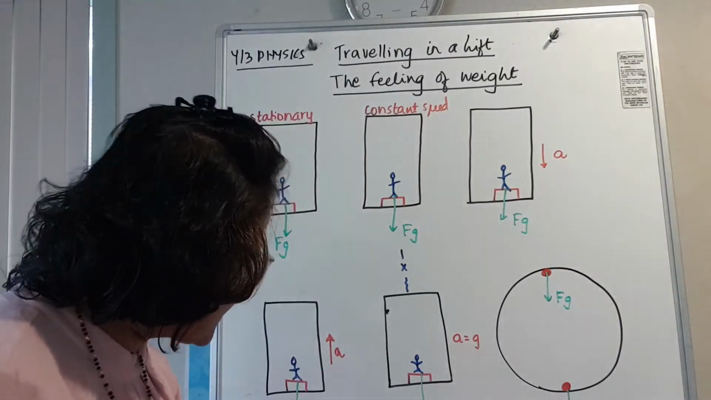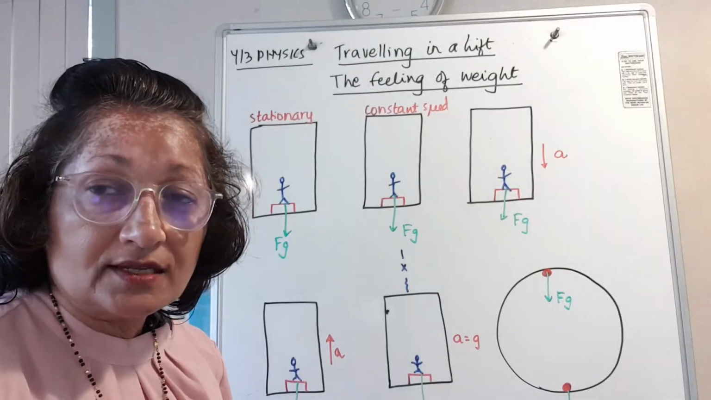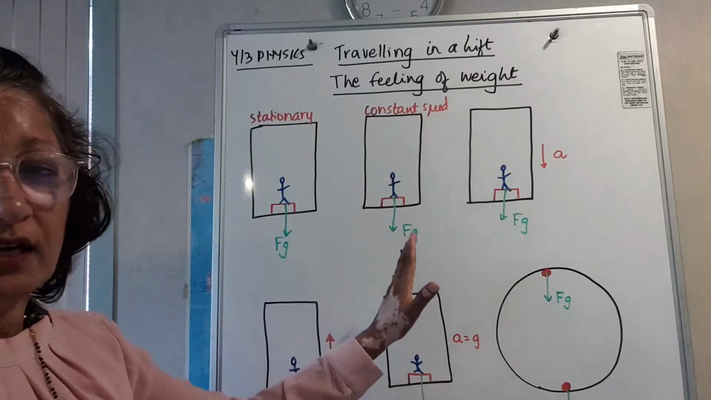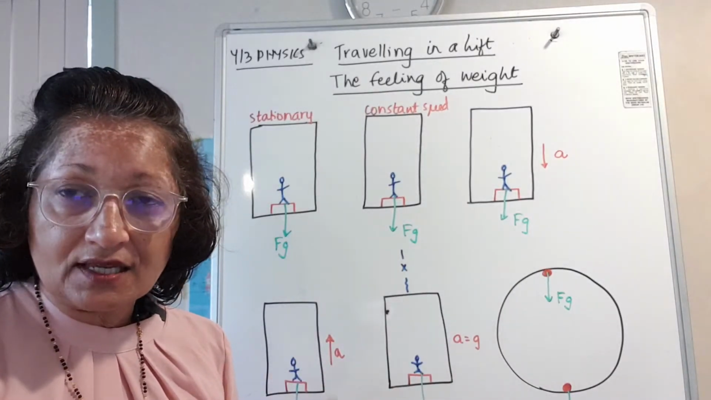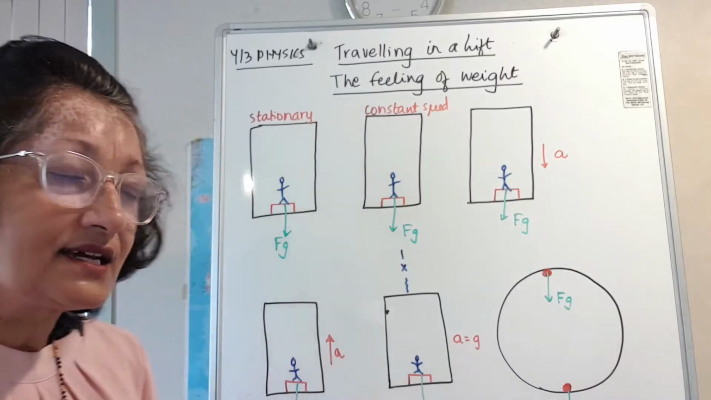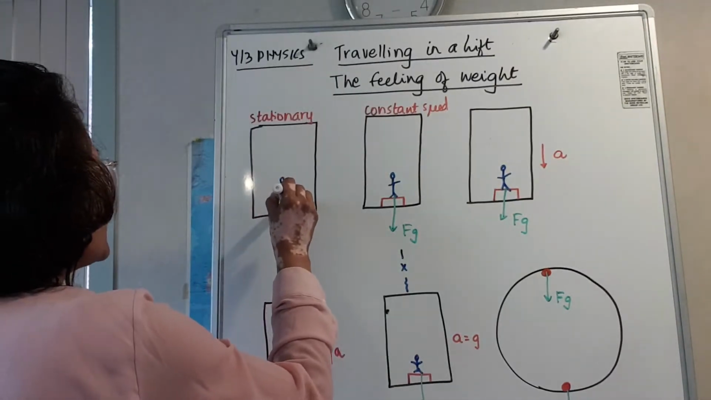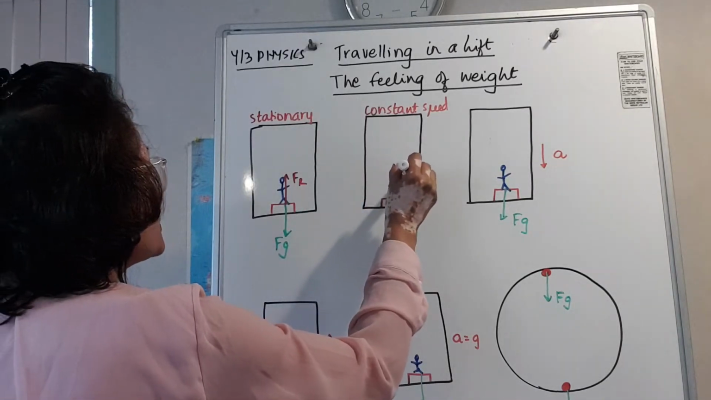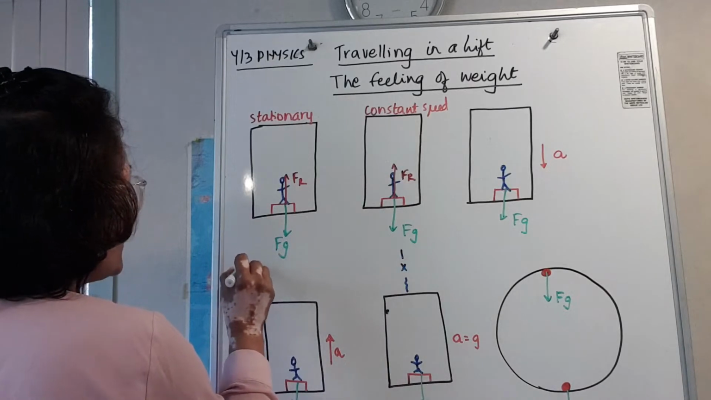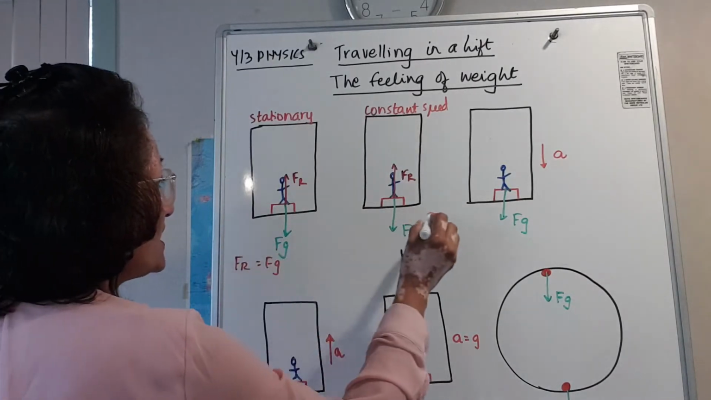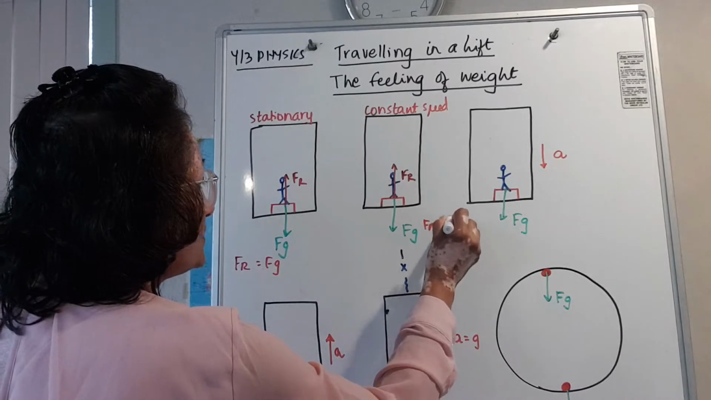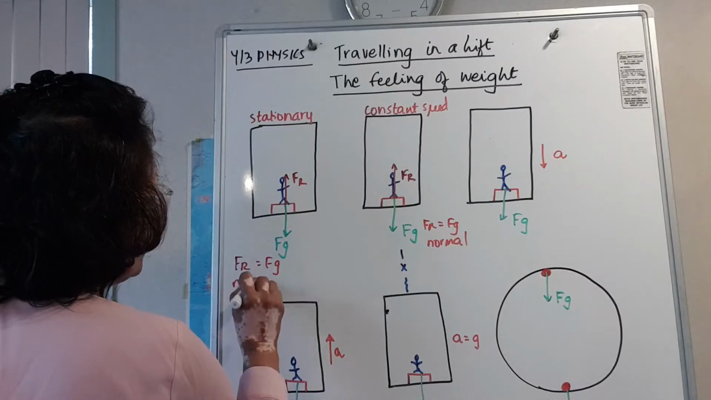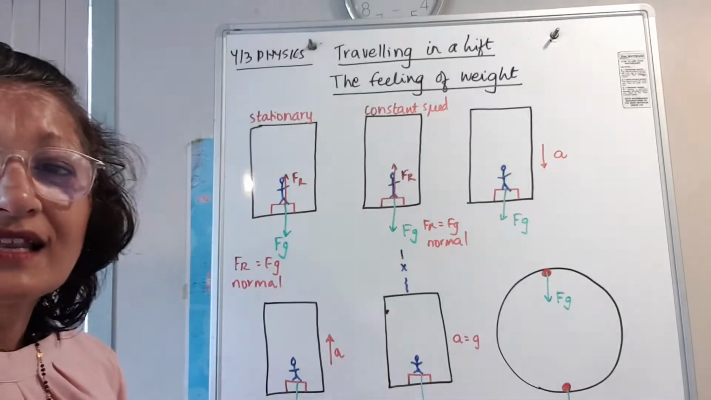Let's look at how the size of the reaction force changes depending on what's happening. When it's stationary or traveling at constant speed, it's not accelerating, so the forces are balanced, and the size of the reaction force that acts upwards will be equal to the gravity force, and you're going to feel normal. So in this one, Fr equals Fg, and in this one too, Fr equals Fg, and in both those cases you feel normal. You don't feel heavier, neither do you feel lighter.